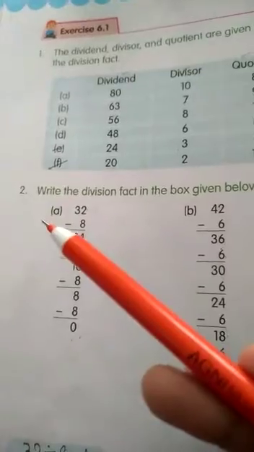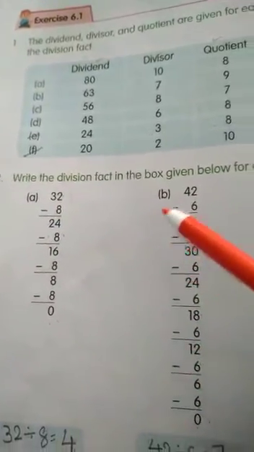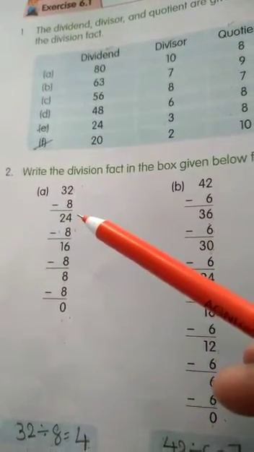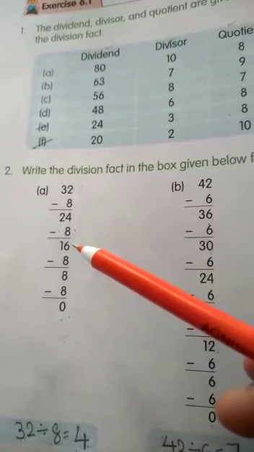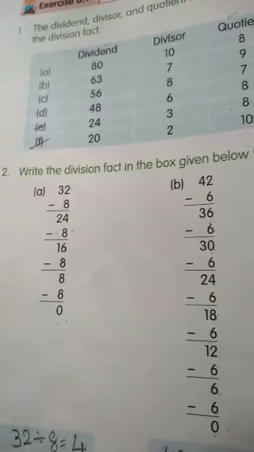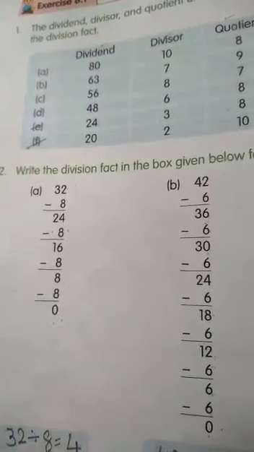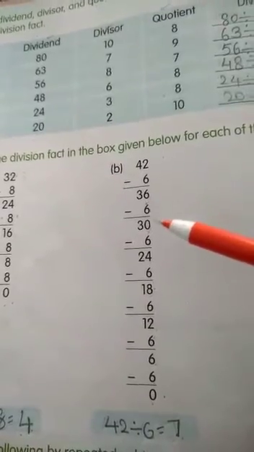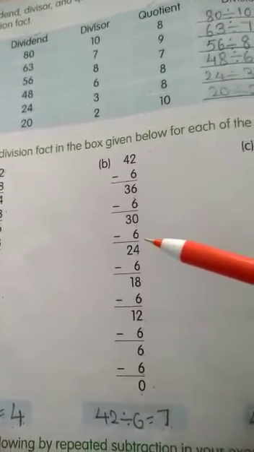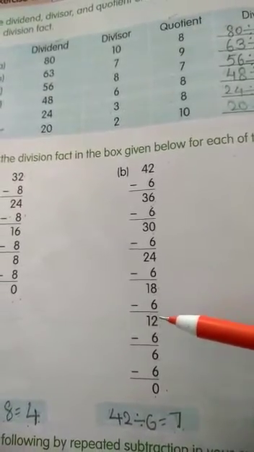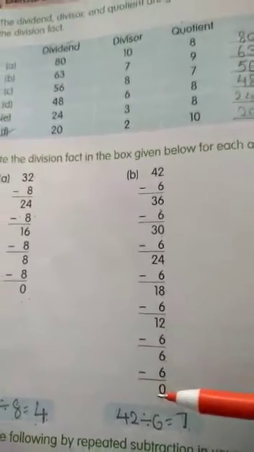Second bit. Write the division fact in the box given below for each of the following. First one, 32 minus 8, 24. 24 minus 8, 16. 16 minus 8, 8. 8 minus 8, 0. This is the division fact. B. 42 minus 6, 36. 36 minus 6, 30. 30 minus 6, 24. 24 minus 6, 18. 18 minus 6, 12. 12 minus 6, 6. 6 minus 6, 0.